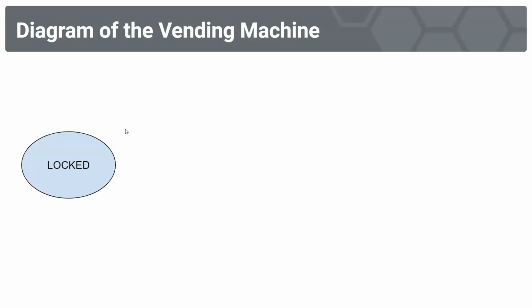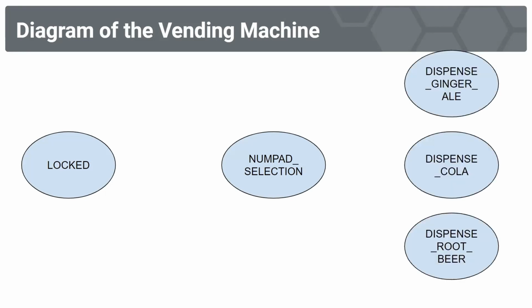We also mentioned that we want there to be an input from a numpad, 1, 2, or 3. So we can input a state where we would receive one of the transitions depending on if the input is 1, 2, or 3. Finally, we want to either dispense cola, ginger ale, or root beer based on that input. So we can put the states dispense ginger ale, cola, or root beer. Now that we have our states established, we can now talk about our transitions.